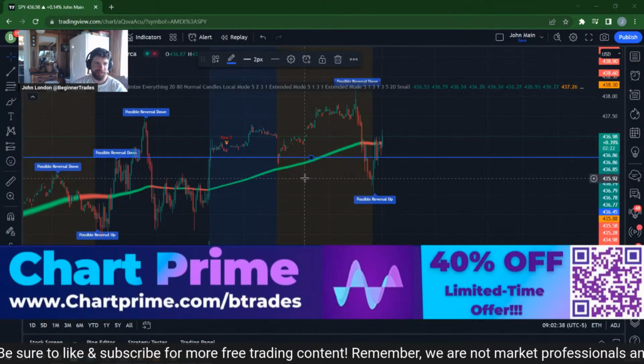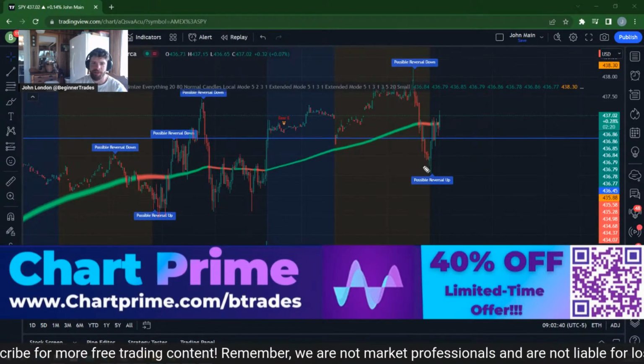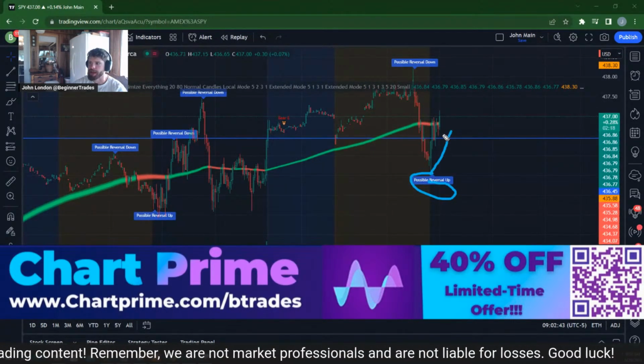But just powerfully accurate, in my opinion. I can't guarantee you're going to make money. Nobody can. But look at this. Reversal up, literally called the very bottom. Bounce. They give you reversal signals.